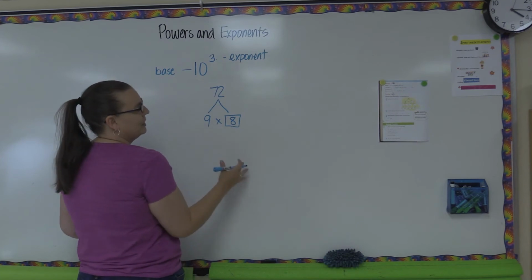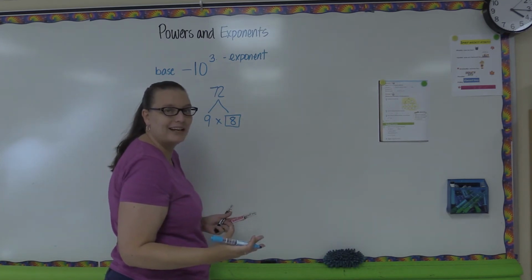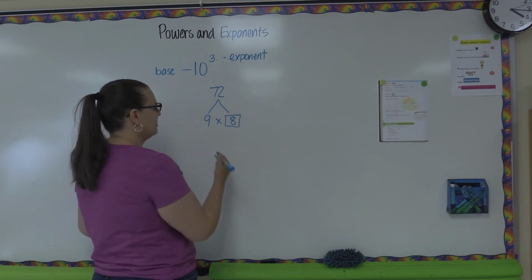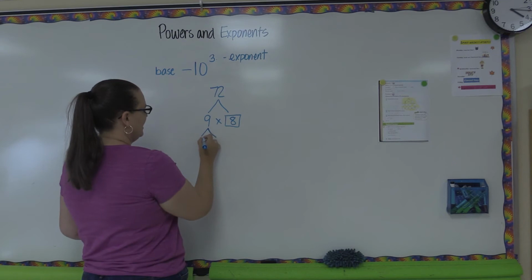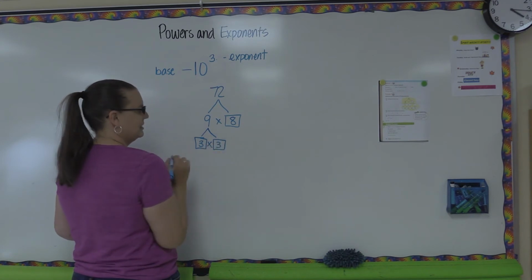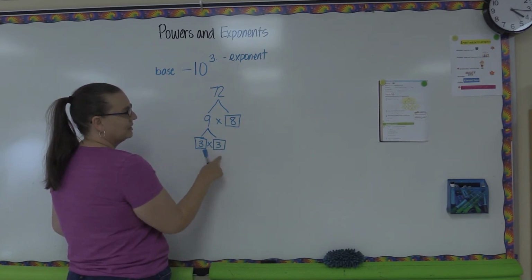Now we can't stop here because neither one of these numbers is prime. They're composite numbers, meaning they have more than one factor. We've got to keep breaking it down till we get to those primes. So let's go over here to the 9. And what times what is 9? Well, 3 times 3, right? We need to keep going with the 8 as well. These guys are now prime, so we can leave them alone.